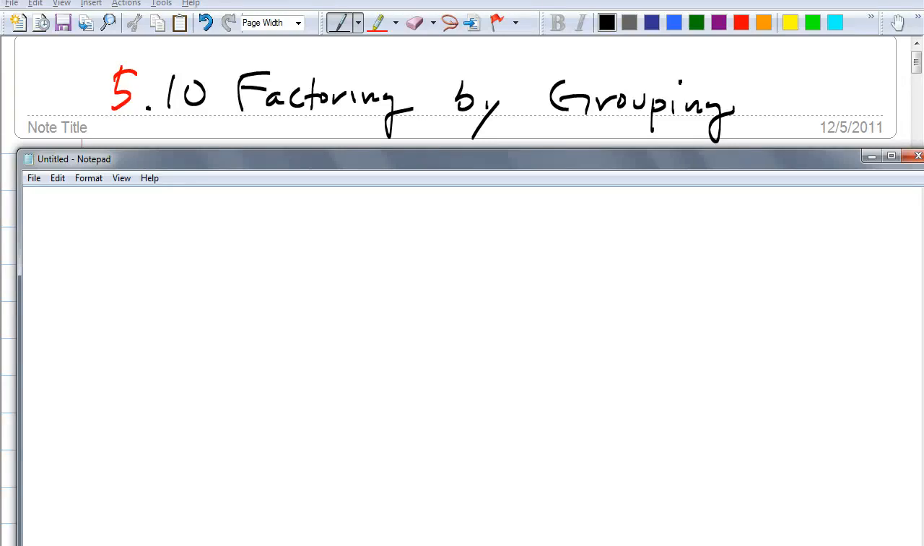Factoring polynomials using grouping. Okay, so this is yet another method. So Royce, before we go on to our new method of factoring, what was the very first method we learned, which you had to do before you even start factoring if you can? Greatest common factor. That's right.